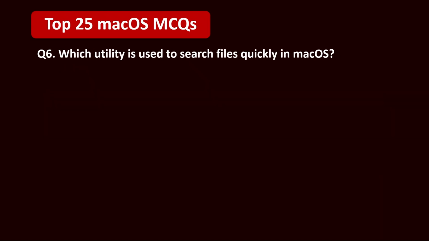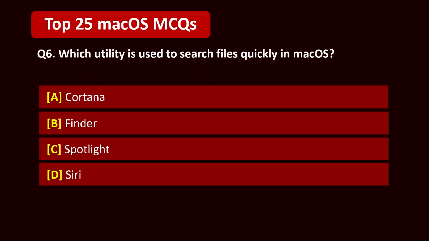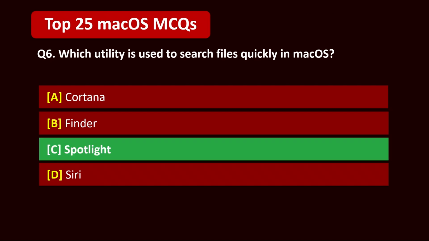Question 6. Which utility is used to search files quickly in macOS? A. Cortana. B. Finder. C. Spotlight. D. Siri. 5, 4, 3, 2, 1. Correct answer is C. Spotlight.